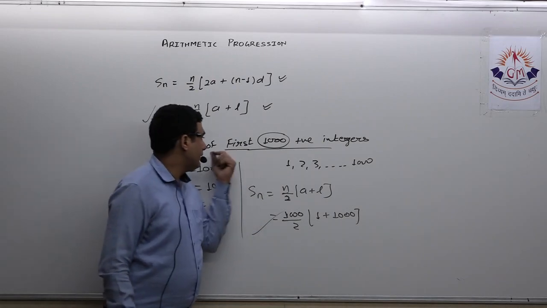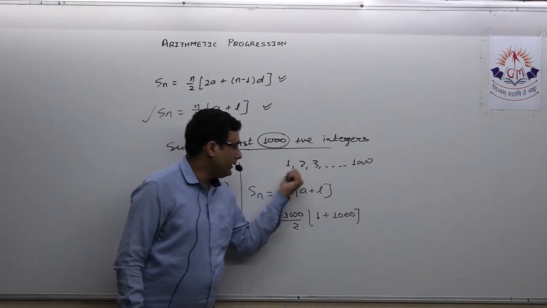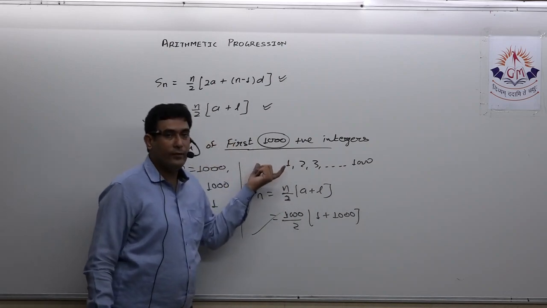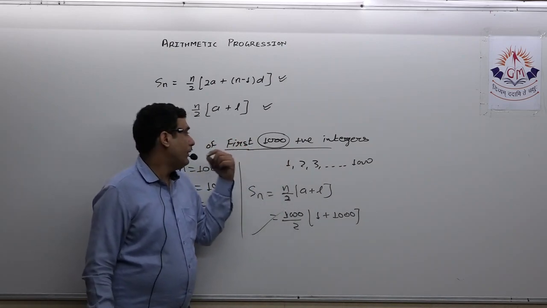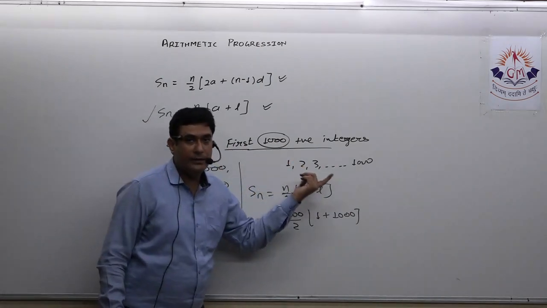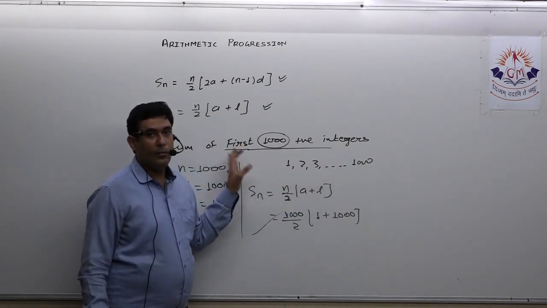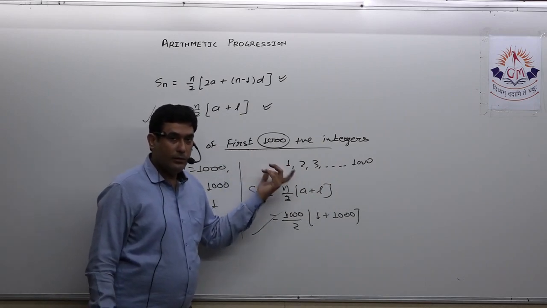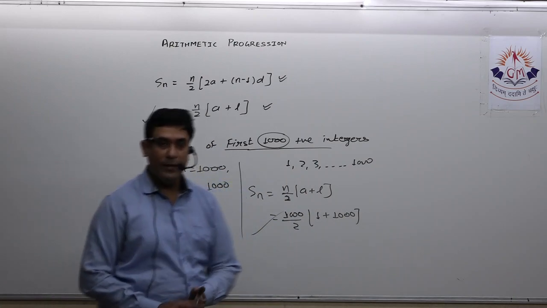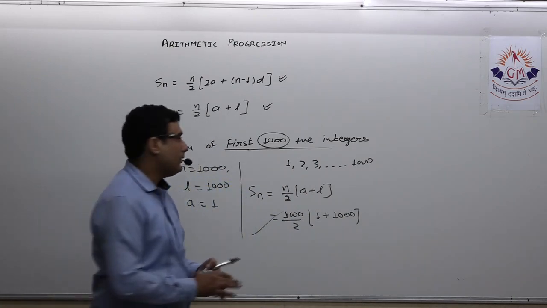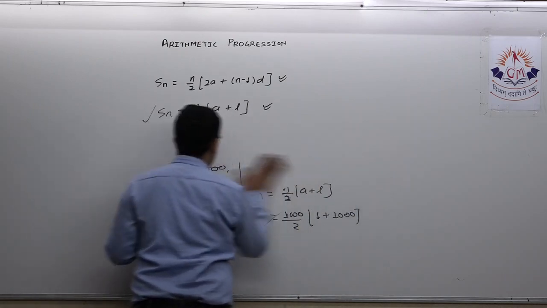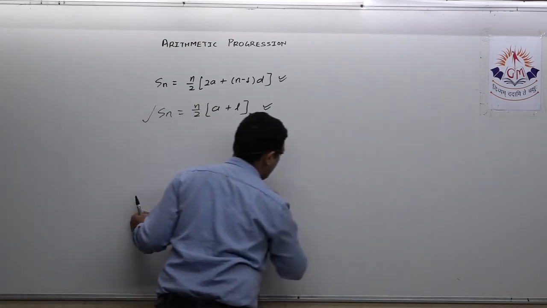So with the help of this you should understand what they are asking. Instead of first 1000 positive integers they can say find the sum of first 1000 positive even integers, or find the sum of first 39 positive odd integers. Then you have to check what will be A, what will be D, what will be the last term, and using this formula you will be able to get the sum of the required number of terms.